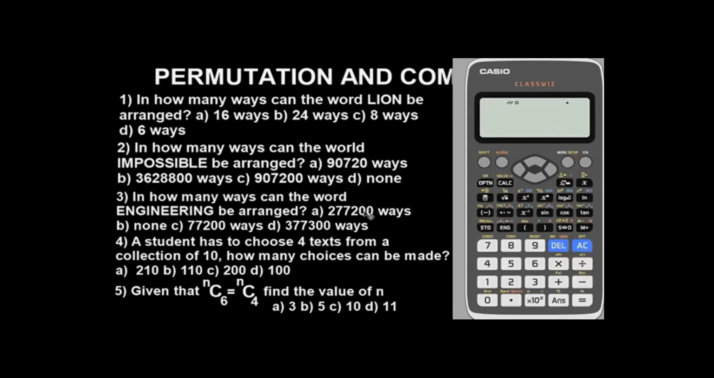So question 3 says, in how many ways can the word engineering be arranged? Okay, guys, very simple. Engineering has how many letters? We have 1, 2, 3, 4, 5, 6, 7, 8, 9, 10, 11. 11 letters. 11 factorial.